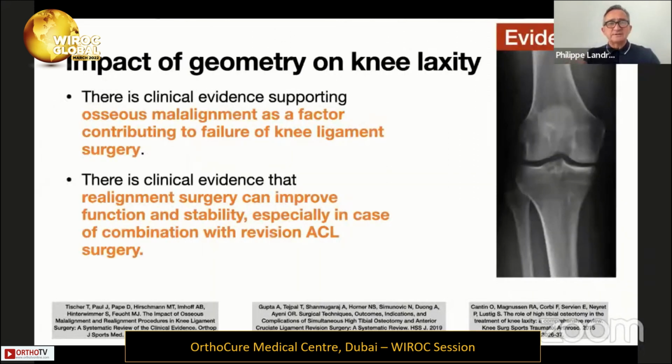So is there evidence that the geometry impacts the knee laxity? Yes, there is. There is clinical evidence supporting osseous malalignment as a factor contributing to failure of knee ligament reconstruction, either varus, which is frequent, or tibial slope. And at the same time, there is clinical evidence that when you realign the knee, you can improve the function and the stability, especially in combination with revision ACL surgery.